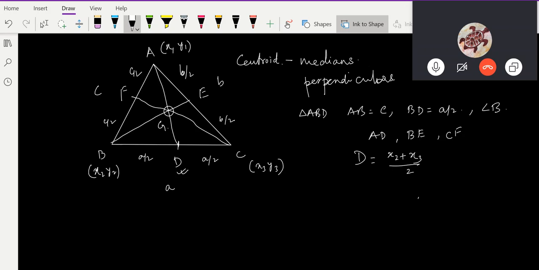Midpoint is simple. In general, it is mx2 plus nx3 by m plus n. But if m and n are equal, that means if this is a midpoint, then it's directly x2 plus x3 by 2. Similarly, y2 plus y3 by 2.